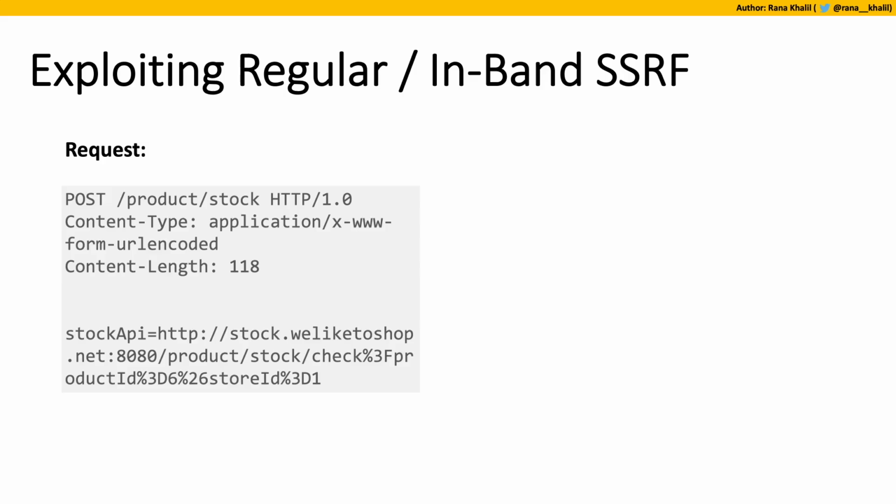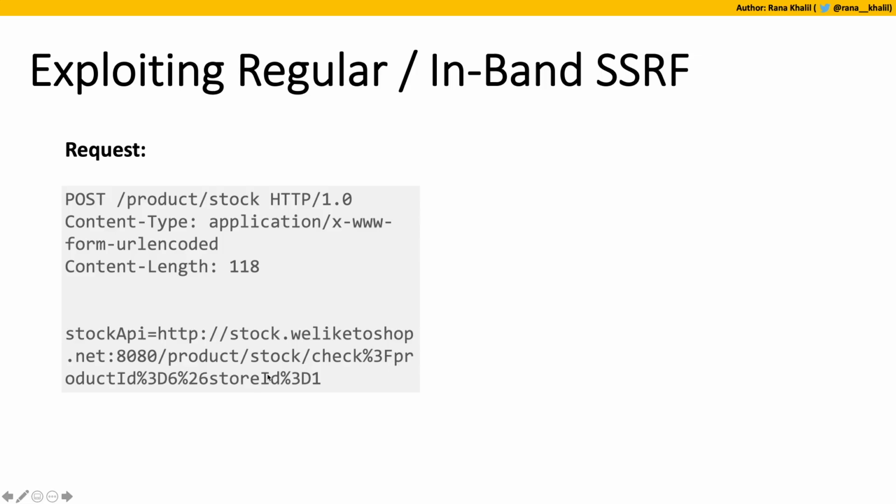Imagine you've got a shopping application similar to the one we saw in the past couple of slides. In this shopping application, you can check if an item is in stock by clicking on the Check Stock button. And that initiates a request to the page /product/stock, which takes in the parameter stockApi that contains the URL of the application that is responsible for checking if an item is in stock. So in this case, the application is stock.weliketoshop.net and it's hosted on port 8080. It takes in the path /product/stock/check, and it seems like it takes in two URL parameters, productId and storeId.